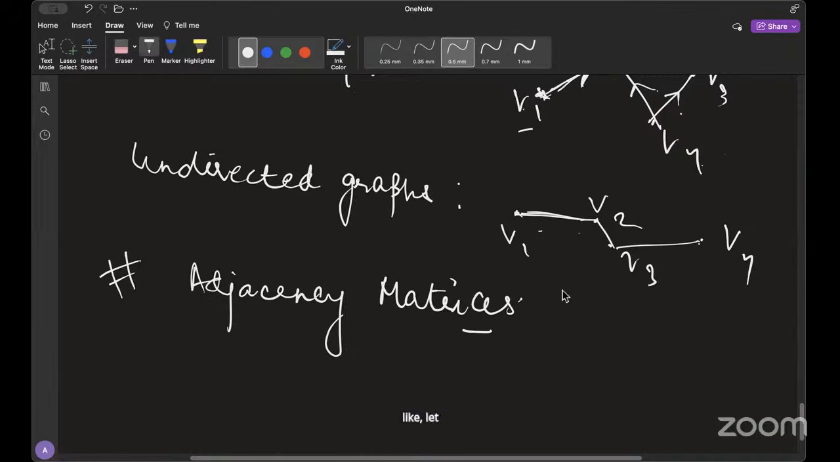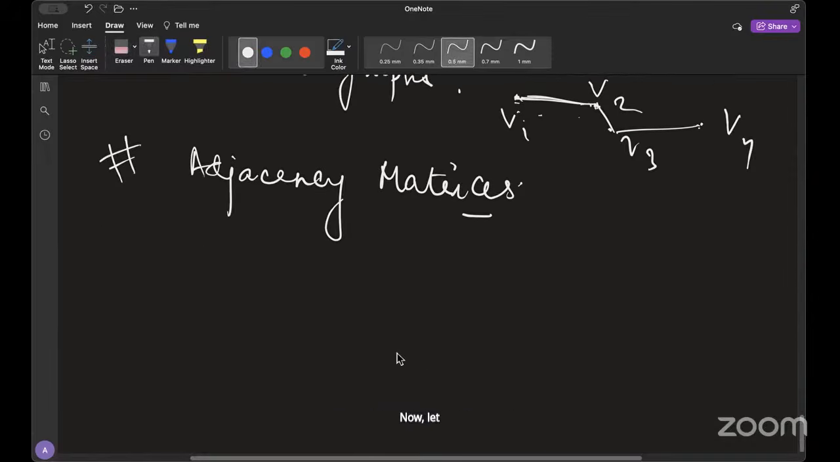Like let's say you have this is a place, this is some other place, and there is a road from V1 to V2. If V1 is connected to V2 by a road, V2 is also connected to V1 by a road, right? So in that case, we use undirected graphs.